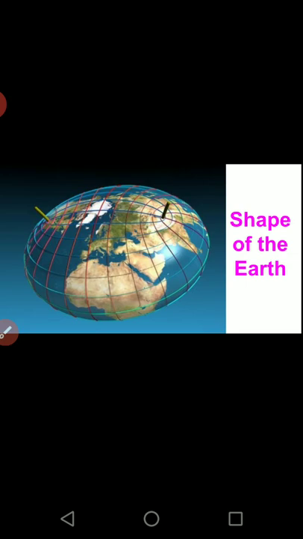Like if you take a balloon and if you press it, then the central part will come out and the top part will be flattened. Similarly is the shape of the earth. Now I will be discussing with you the actual shape of the earth. The actual shape of the earth is known as geoid.